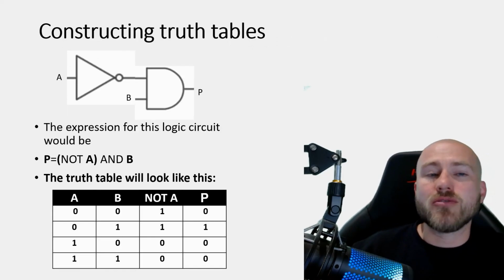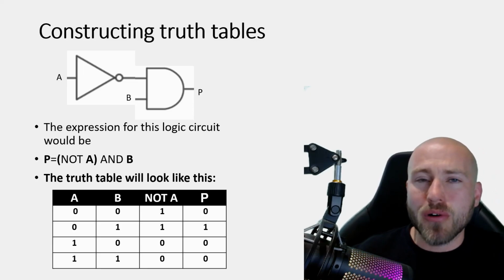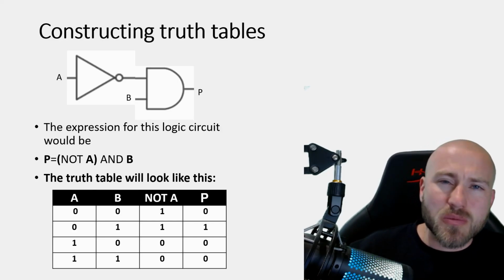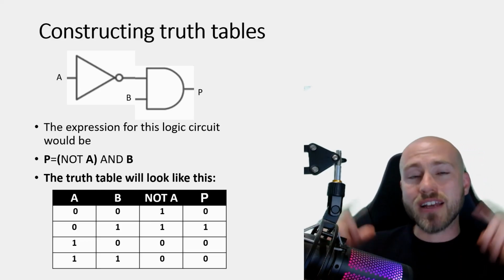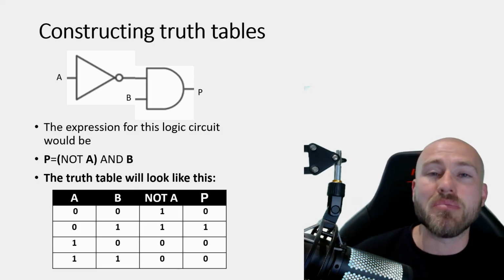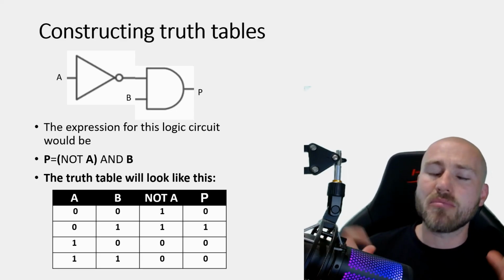So what I've done here is I've joined a NOT gate to an AND gate. And notice that the input for the AND gate comes directly from the NOT gate. So in terms of the expression for what this would look like, it would say P equals (not A) and B, where you put the not A inside brackets. If you're asked to write an expression, usually you would put not inside brackets.